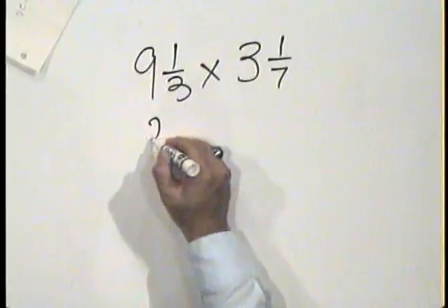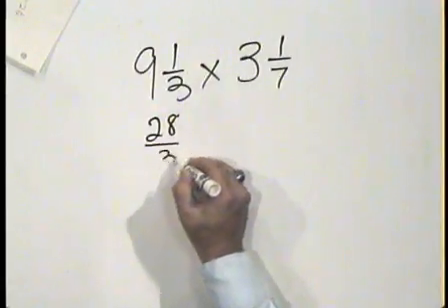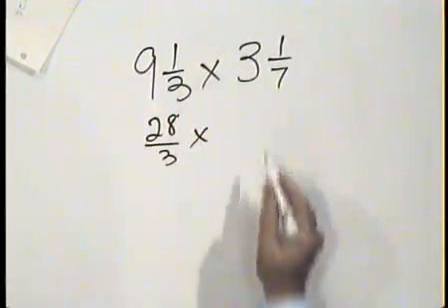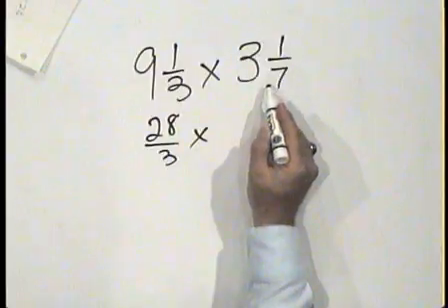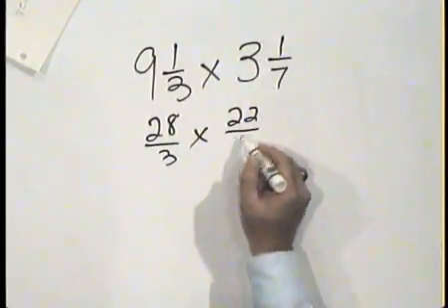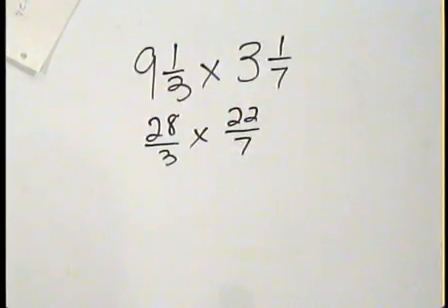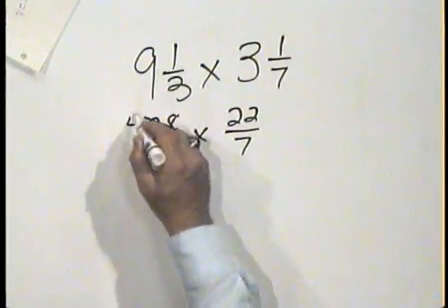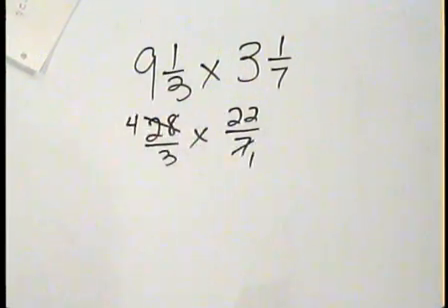Okay, let's see. The first step, as always, change the mixed numbers to fractions. Well, 3 times 9 is 27, plus 1 is 28/3. 7 times 3 is 21, plus 1 is 22/7. Can we cancel 28 and 7? Absolutely. 28 is in the 7 times tables, as we used to say. We can divide by 7. We get 4 and 1.